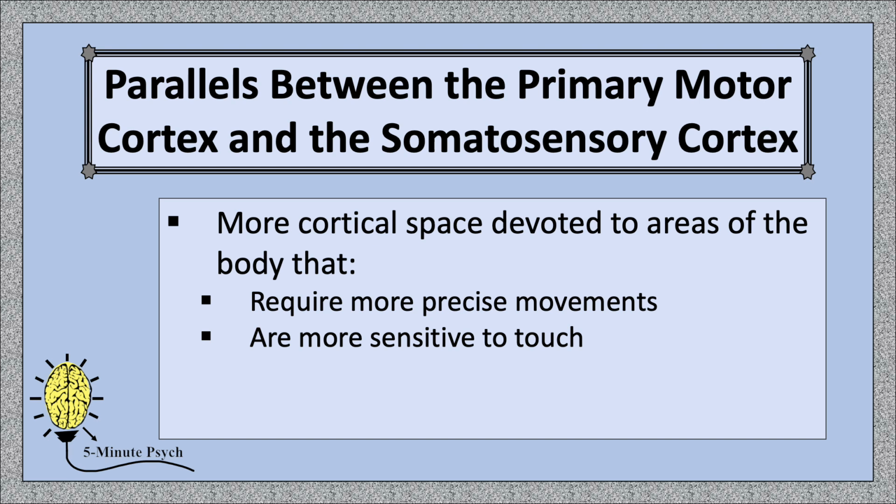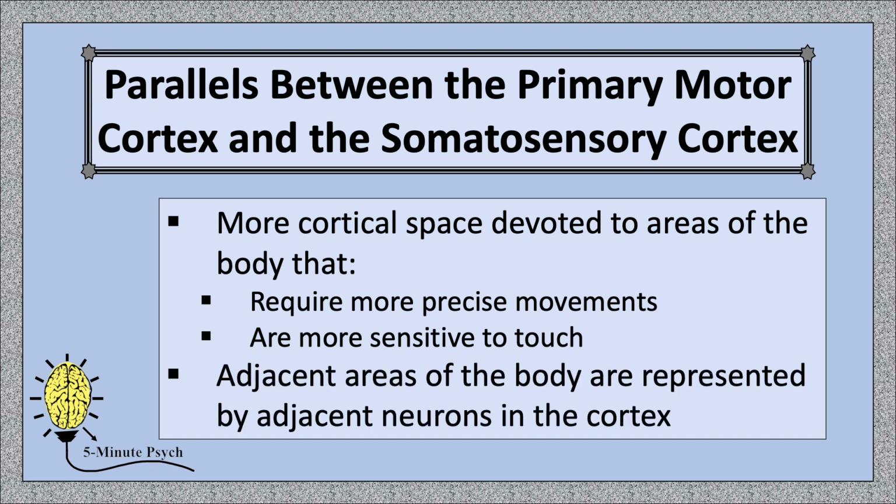Another obvious feature that shows up when we map the motor and sensory cortex is that they each have a topographic organization, where adjacent areas of the body are represented by adjacent neurons in the cortex. So suppose you found one neuron that controls movement in the 3rd finger, the neighboring neuron would likely control movement in the 2nd or 4th finger.